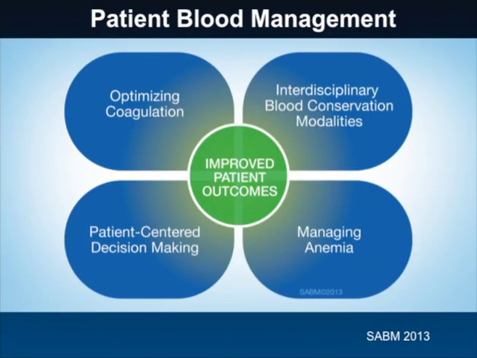And the Society for the Advancement of Blood Management has put together the 4 quadrants, which is looking at optimization of coagulation, interdisciplinary blood conservation modalities, something that is completely ignored in many institutions. There's more blood in the drain than there is in some patients' veins. Managing anemia. Anemia is an epidemic, according to the WHO. And again, patient-centered decision-making, which I think I addressed with you. But most importantly, this is an improved patient outcome-driven process.